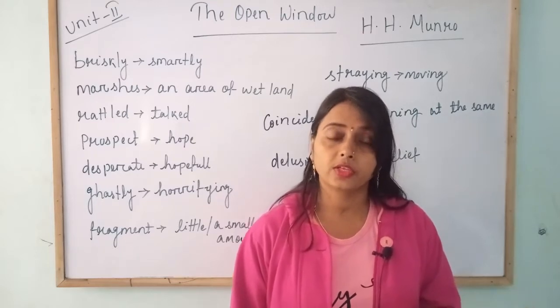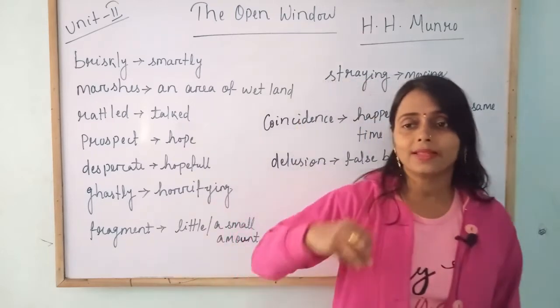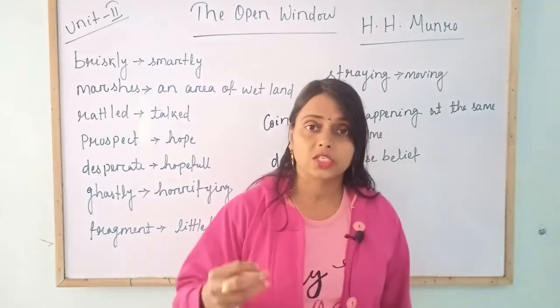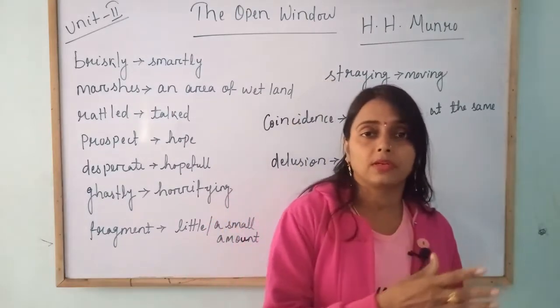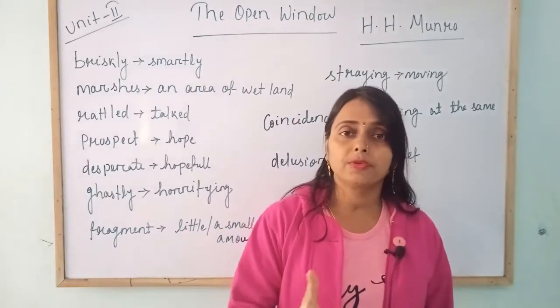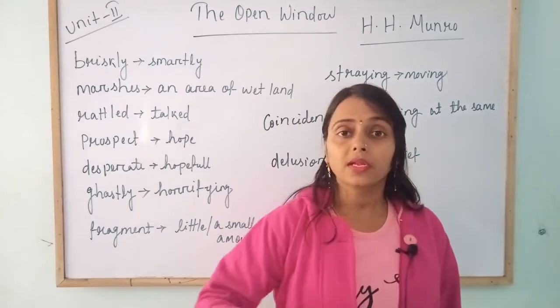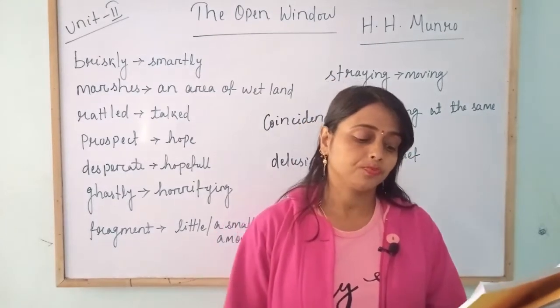But only a partially successful effort to turn the talk onto a less ghastly topic. Ghastly means a horrifying topic. So Mr. Nuttel tried his level best to change the topic of Mrs. Sappleton, but it was not a 100% successful one. Partly he was able to do it.